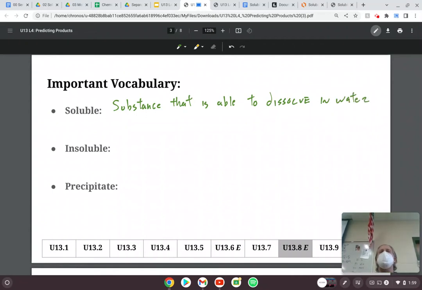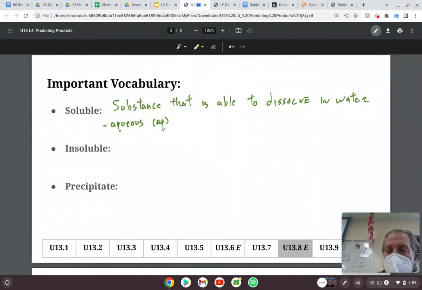And when we say something is able to dissolve in water, what state of matter are we often referring to when we say that you have something dissolved in water? Yeah, we're talking about an aqueous substance, which we often designate as the AQ.